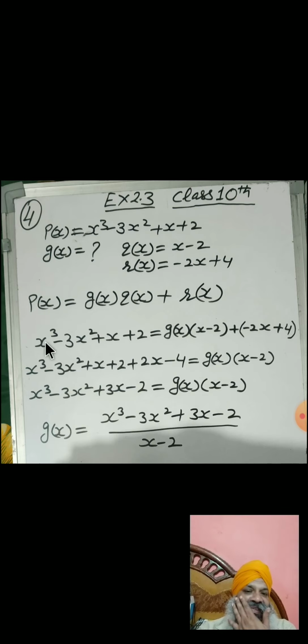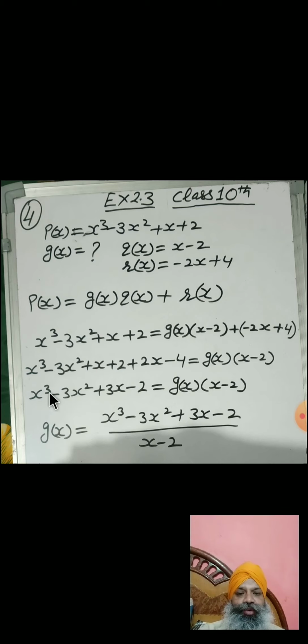Now we have two sides, the left hand side and the right hand side. On the left hand side we have x cube minus 3x square plus x, and on the right hand side we have minus 2x plus 4. We will carry them to the left hand side and their signs will change. So minus 2x becomes plus 2x, and plus 4 becomes minus 4 on the left hand side, and we will simplify this polynomial now.